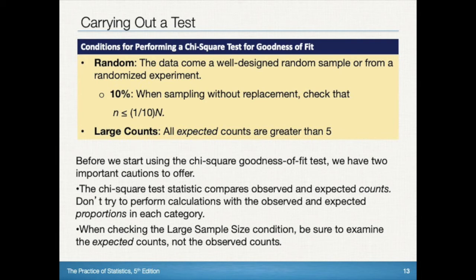With the large counts this time, we're dealing with the expected counts instead of the previous calculations we've done. So in this case, all of the expected counts have to be greater than 5. Again, it's not the observed, it's the expected.